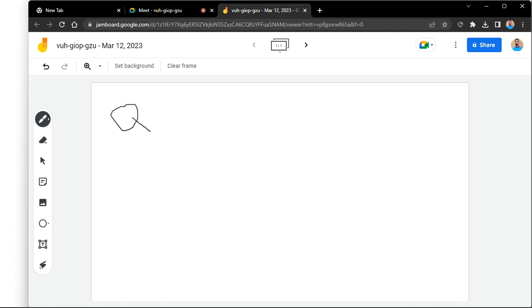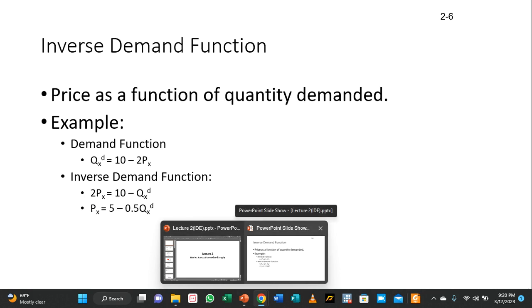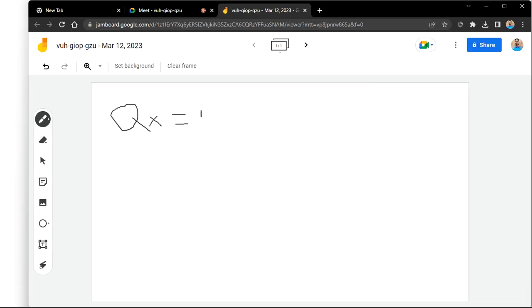Confirm if you're able to see this. Someone to confirm, please. We can see. Okay, thank you. So we have that function. Quantity demanded of good X is equal to 10 less 2px. Let me just confirm.